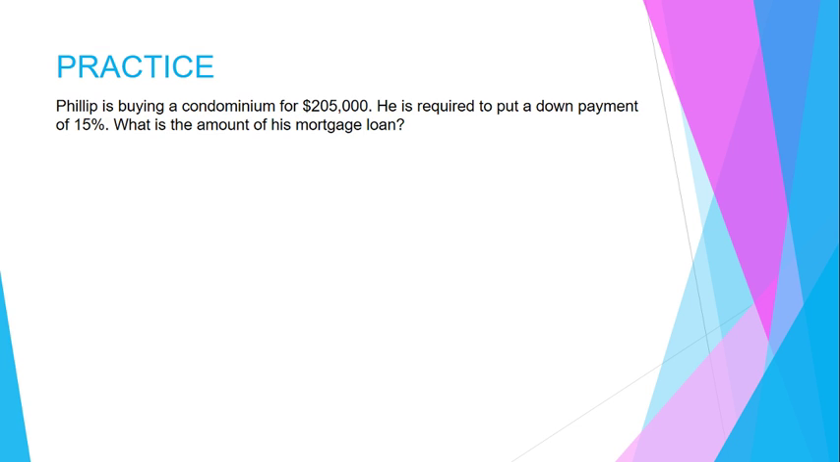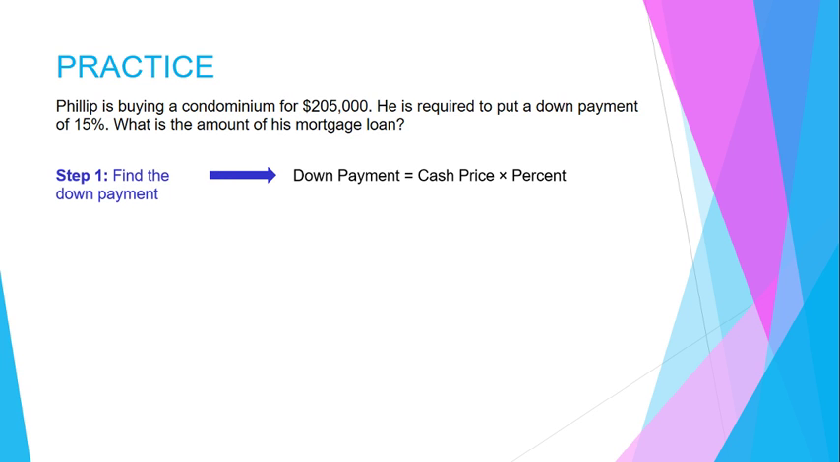Alright, we're going to go over this. So just like the previous one, first thing you need to do is find the down payment. Down payment percent this time is only 15%. So we're going to multiply 15% by the amount of the condo, which is 205,000. So 205,000 times 0.15 gives you a down payment of $30,750. That means Philip has to give that amount when he wants to buy this condo.